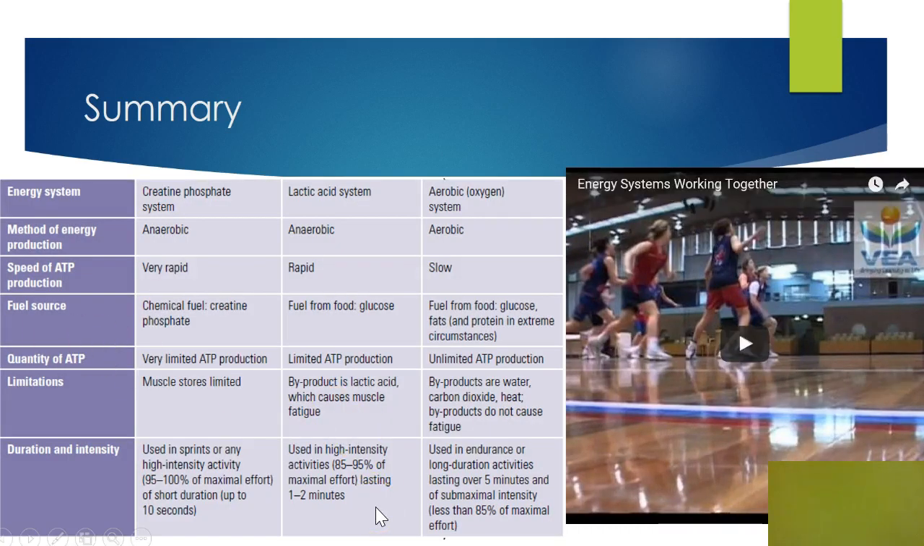So this is the one I like a little bit better. So the creatine phosphate system, it's obviously anaerobic. The speed of ATP production is very rapid. We pretty much get it straight away, but it doesn't last very long. What's our fuel source? It's creatine phosphate. And like I said, it's very limited ATP production. It only lasts for about 10 seconds.